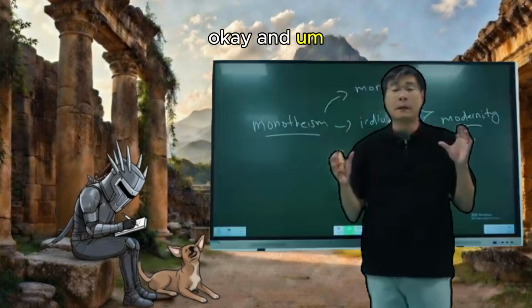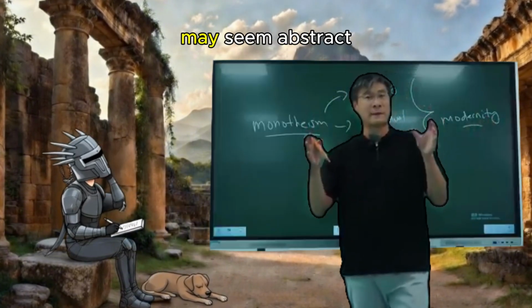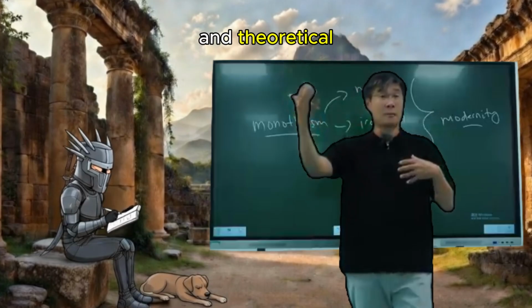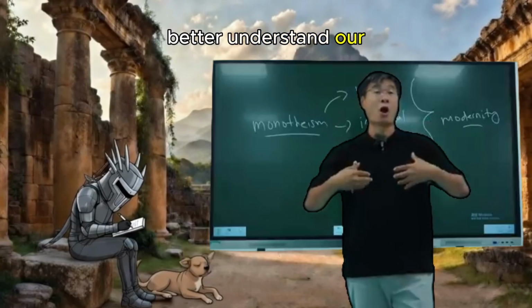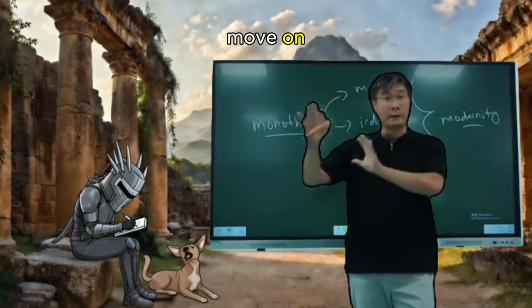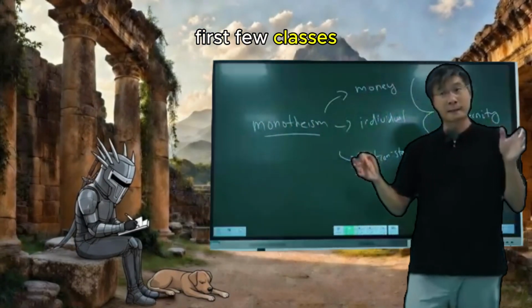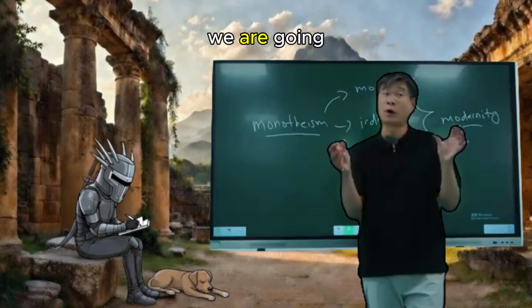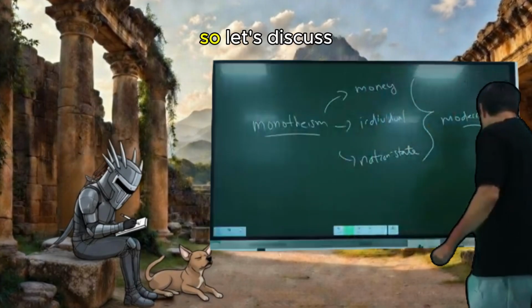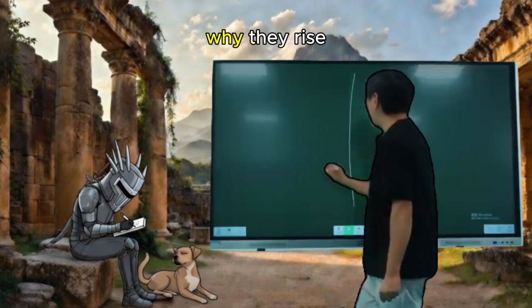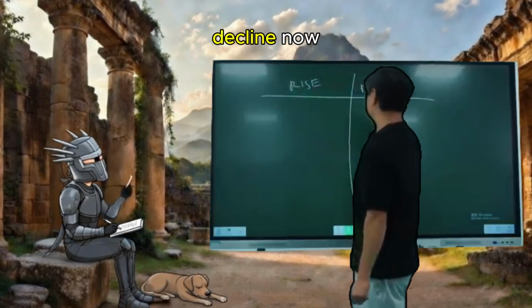Okay, and I know that these first few classes may seem abstract and theoretical, but that's because we're developing the analytical models in order to better understand our world. So as we move on, we'll start looking at very concrete examples. But for the first few classes, please be patient. We are going to develop the theory to understand the world. All right? So let's discuss societies, why they rise, and why they decline.